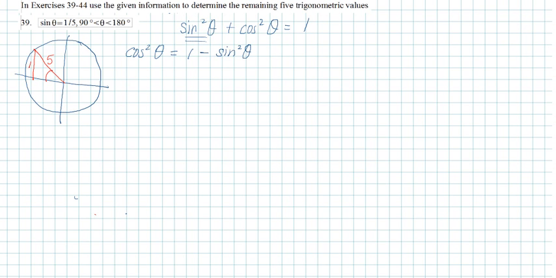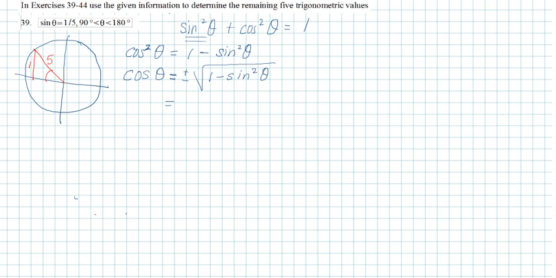And so we don't want the cosine square, we want the cosine. So I'm going to take the square root of both sides. So cosine of theta is equal to plus or minus the square root of 1 minus sine square of theta. And let's start plugging in values.